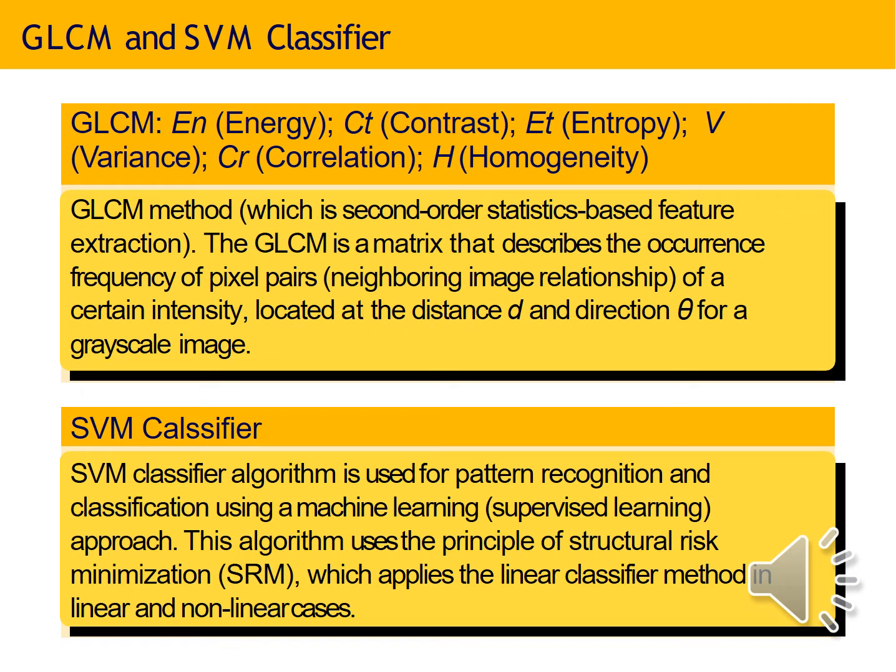The next process uses the SVM classifier. The SVM classifier algorithm is used for pattern recognition and classification using machine learning. Here we use a supervised learning approach. This algorithm uses the principle of structural risk minimization, or SRM, which applies the linear classifier method in linear and nonlinear cases.